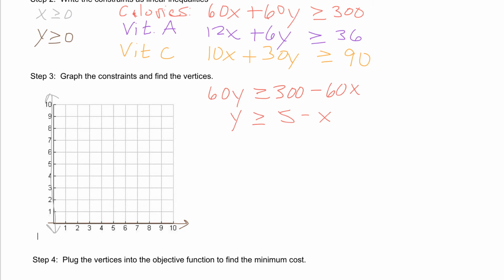So let's graph that. I have a y-intercept of 5, so I'm going to start at my y-intercept here. And my slope is -1, telling me that I can go down 1 and to the right 1. And I'm going to make as many points as I can on here, just in case I need those for the intersection point.